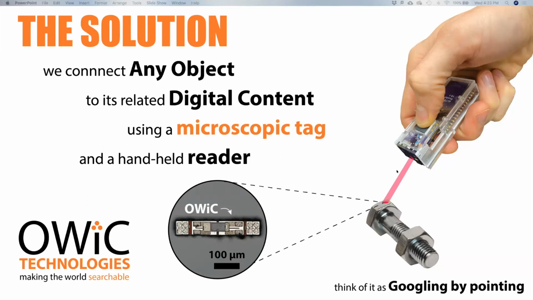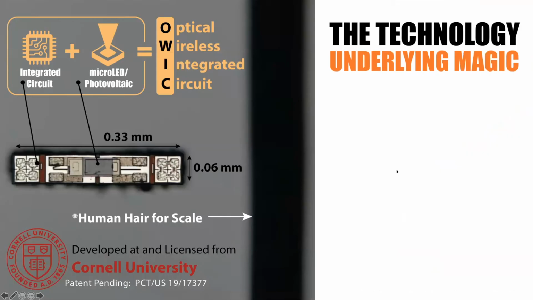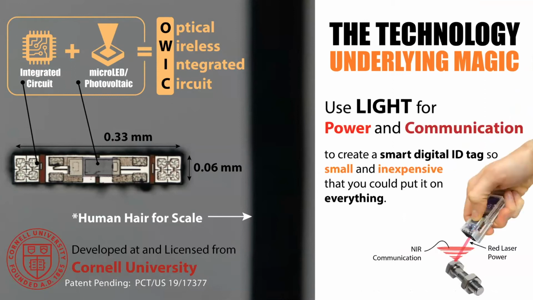So what's the underlying magic here? That OWiC is an optical wireless integrated circuit. The chip that you're looking at on the left-hand side is about 100 microns on the side. It's got about 1,000 transistors on it, and it's able to communicate in and out using light. The key innovation that makes this possible is that instead of using something like radio frequencies to couple to such a small object, like you'd find in RFID, we use light to power it and near infrared light to communicate out with it. If you shine light on this little tag, you get a unique ID that's blinked out of it that you can link to digital content.